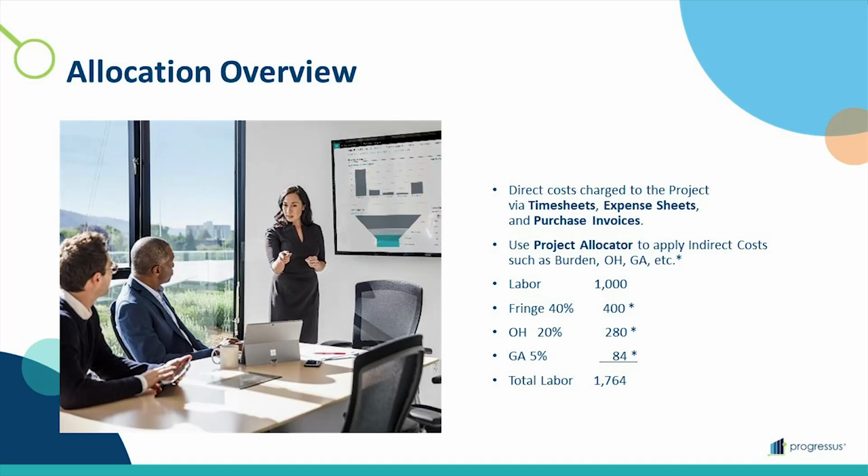The neat part of all of this is we can now apply the overhead to both the labor and the fringe. So we accumulate the $1,000 of labor plus the $400 of fringe, and then apply 20% of overhead to both labor and fringe. That's why we get $280. And then again, G&A is applied to the three things calculated previously. So now we have $84 of G&A on top of labor, fringe, and overhead. So the total cost of that labor for this client is really $1,764. And now we have the ability to see that on the project.